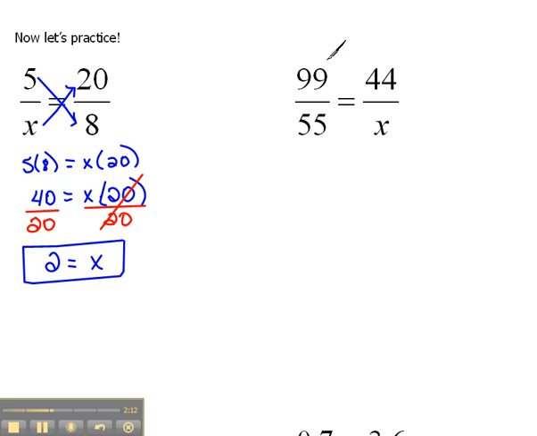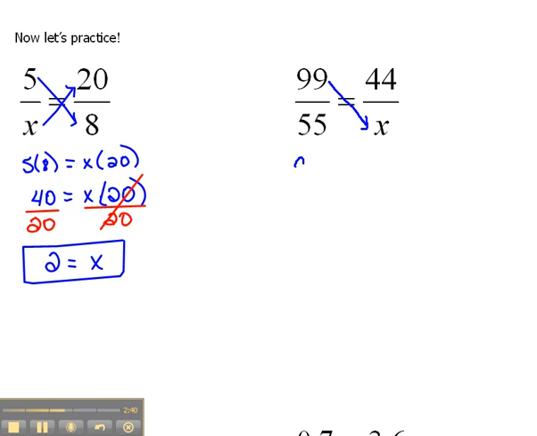Now, when it comes to something like this next problem, though, we're not going to be able to guess, because 44 times something gives us 99. Well, 44 times 1 would be 44, times 2 would be 88. It's not going to be an exact 99, so we're not going to be able to use that technique. We're going to have to do our cross multiplication.